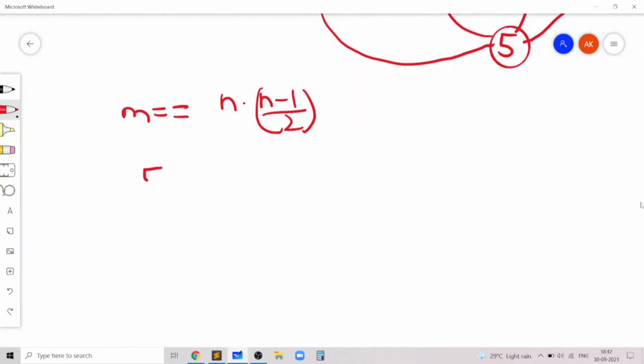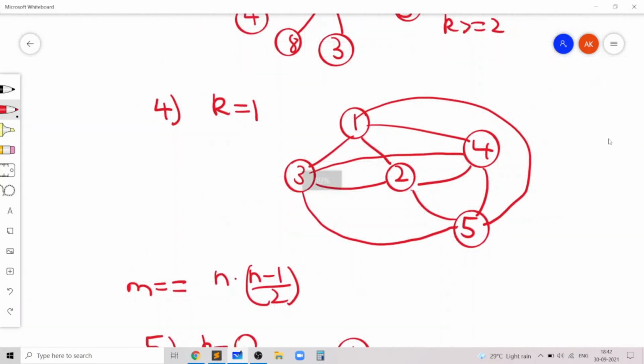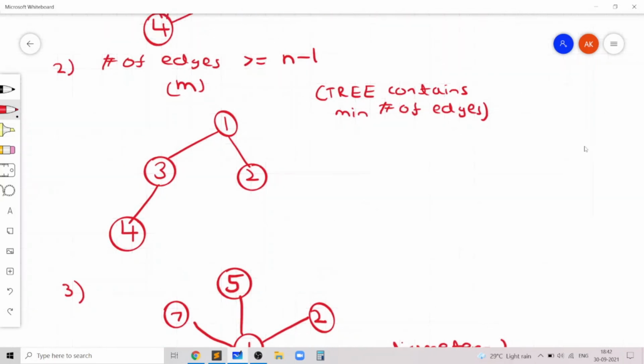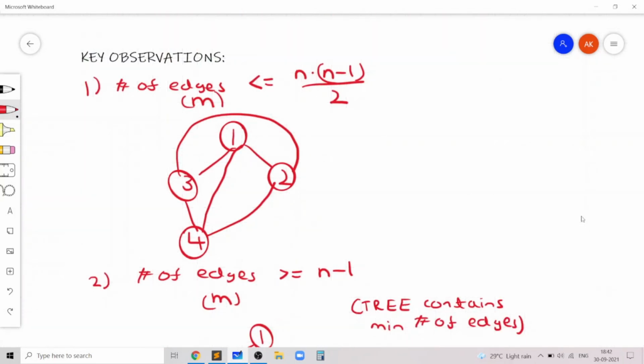And the last and final case, when k is 0: there's only one case where the diameter can be 0, and that's when there's only one node. So when k is 0, n should be equal to 1. And basically these are the 5 conditions which I'll be using in my code. And basically this is the whole idea.